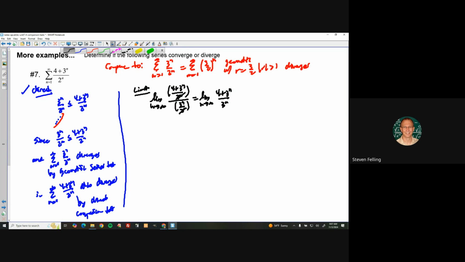All right. If you were to do L'Hopital's rule, the limit on the numerator would be infinity. The limit in the denominator would be infinity.